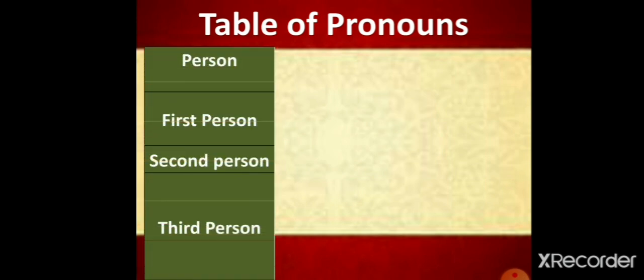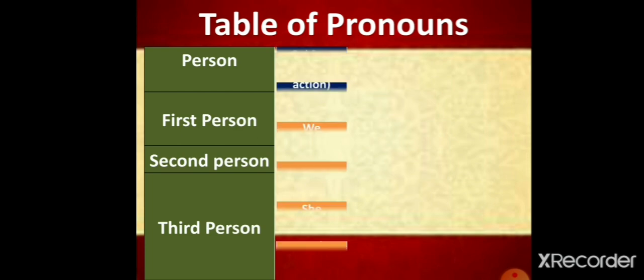Moving on, there is a table of pronouns. This table you also have to draw in your notebooks because this is very helpful for you. You'll be able to understand the whole concept about pronouns through this table. All right. So firstly, you can see the different persons which we have in English grammar, that is first person, second person, and the third person. And we had already discussed about these persons.